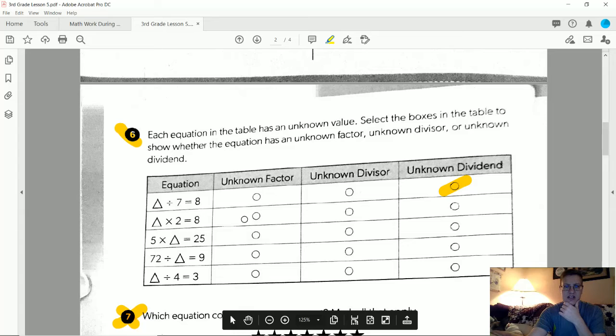The second one, I have an unknown factor. The third one, I have an unknown factor. The fourth one, I have an unknown divisor. And the last one, I have an unknown dividend.